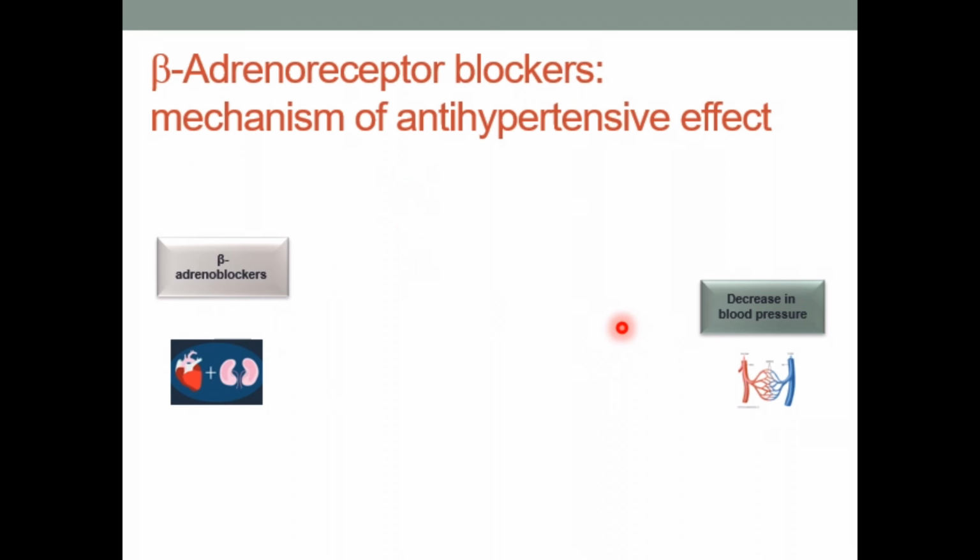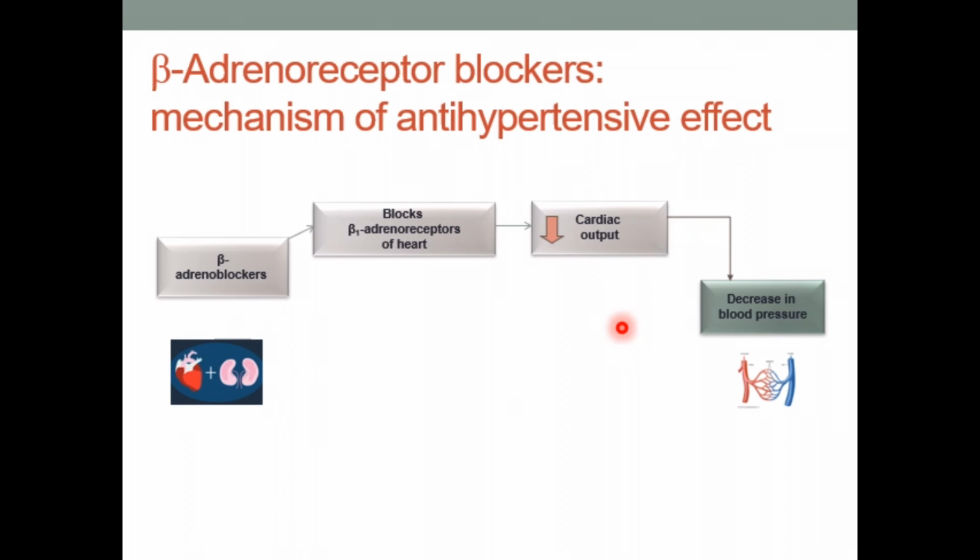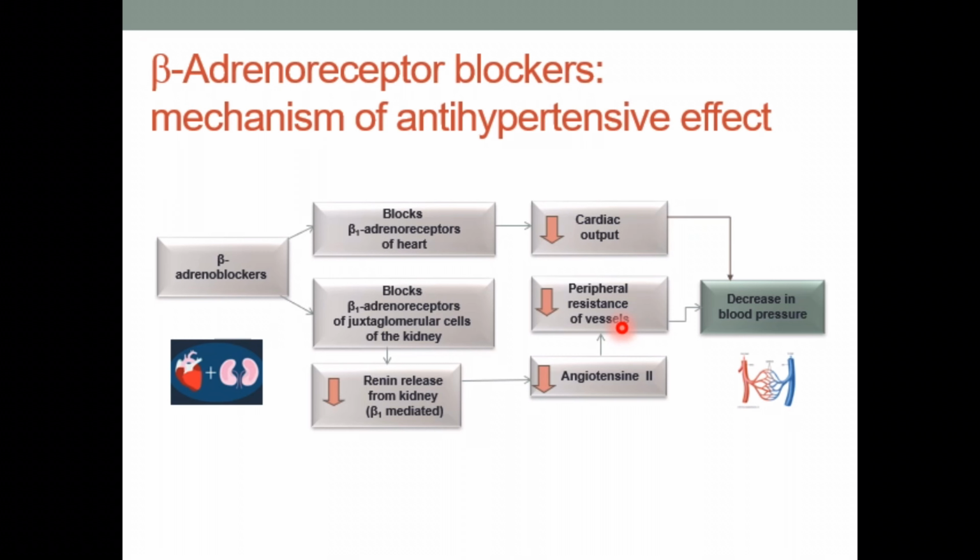Okay, the mechanism of how beta blockers can reduce the blood pressure. The effect of beta blockers is on the heart and on the kidney. On the heart, it blocks beta 1. If you block beta 1, you would have bradycardia, or reduced heart rate. You will reduce the force of the contraction, and then you reduce the cardiac output. I mean, the force of the blood on the vessels is reduced, so you get a decrease in BP.